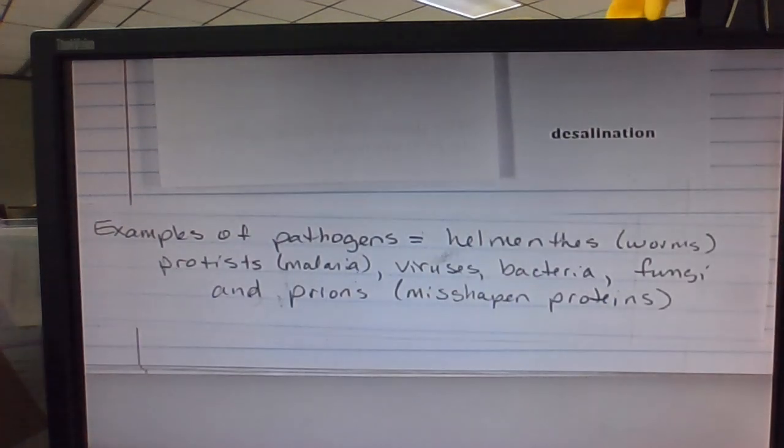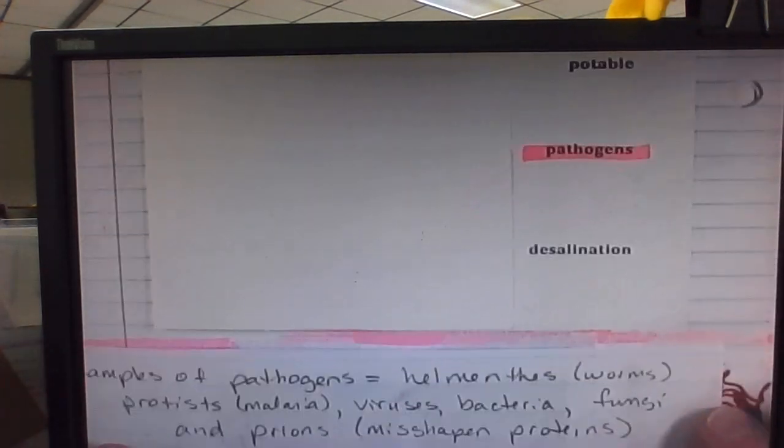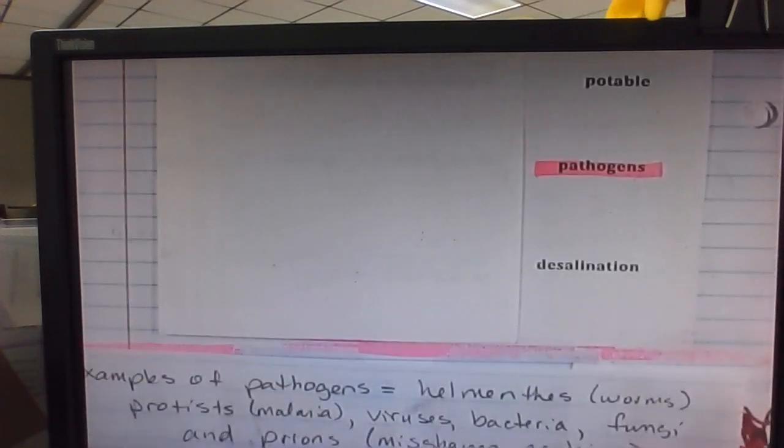Yes. Highlight pathogens, and then box in the information down below. Yep, and then box in the information that we just wrote.